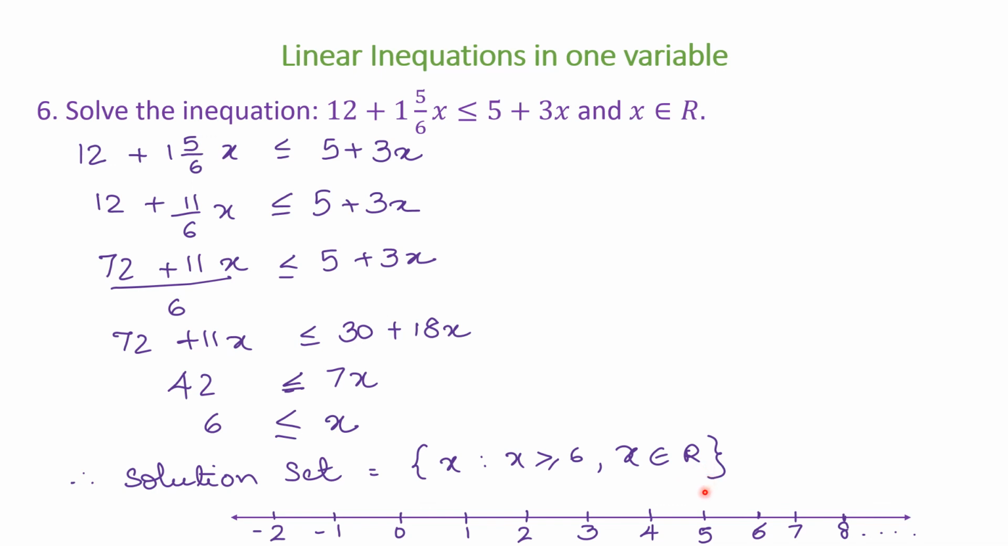Now how will my solution be over here? That is, on the number line, how am I going to write it? This is going to be x is greater than or equal to 6. Therefore, I am going to have a solid circle and then I am going to draw a line like this and shade everything from here. So this is going to be the number line representation of the solution set.